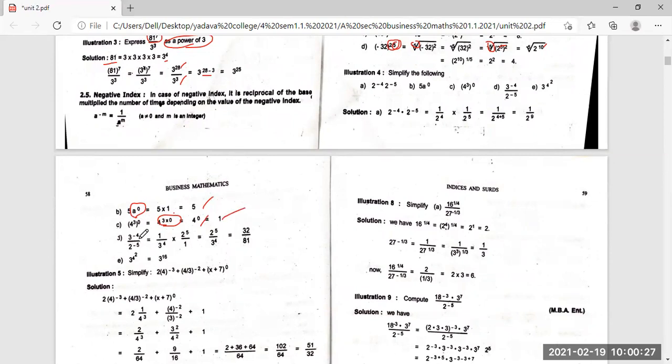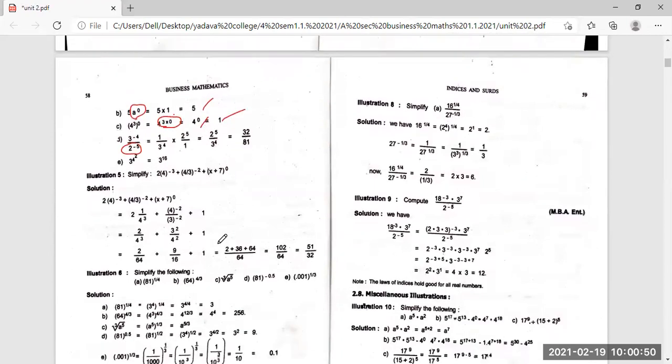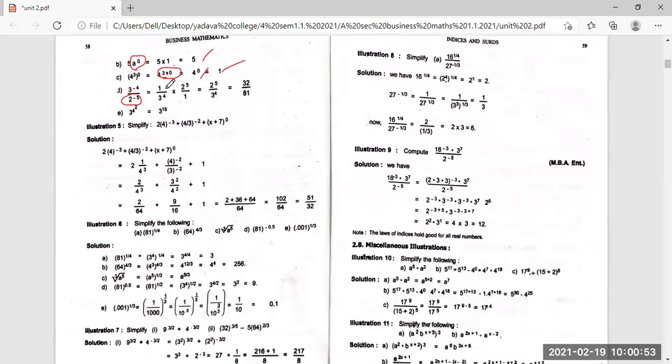3 to the power of minus 4 divided by 2 to the power of minus 5. That is, the denominator having a higher value, so we are converting this like this: 1 divided by 3 to the power of 4, into 2 to the power of 5 divided by 1. So this automatically reverses it. So when we multiply these, 2 to the power of 5 divided by 3 to the power of 4. So likewise, we have to do all these problems.